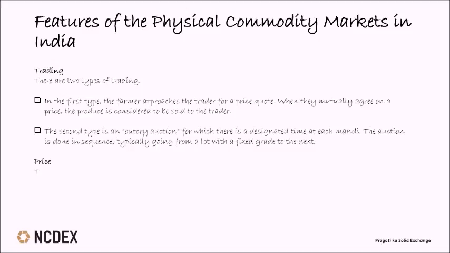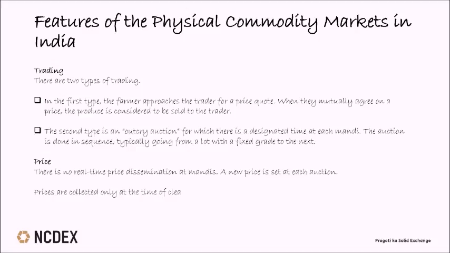Pricing. There is no real-time price dissemination at mandis. A new price is set at each auction. Prices are collected only at the time of clearing. There is also a wide gap between the farm gate price and the consumer price at the retail end.